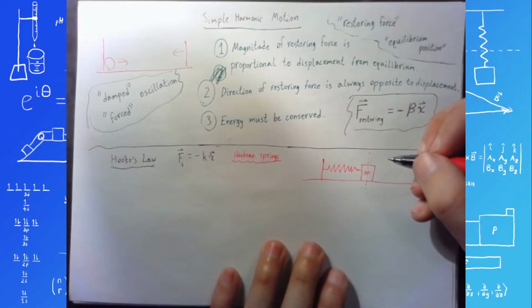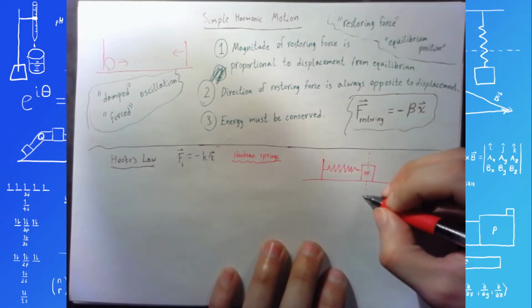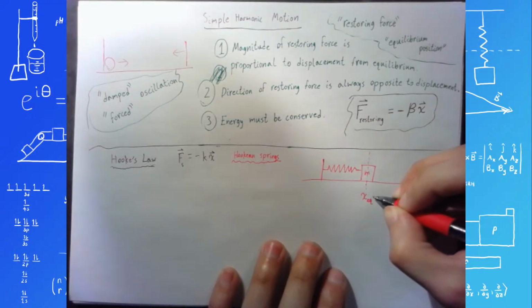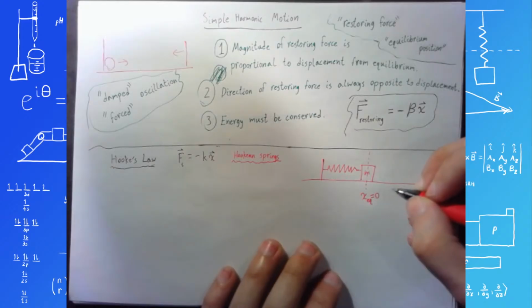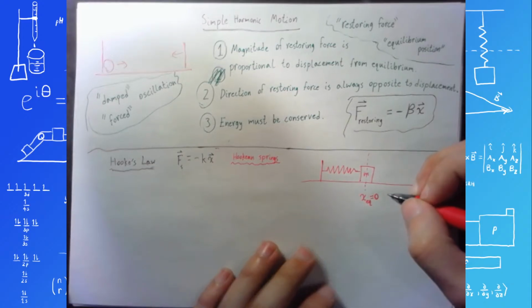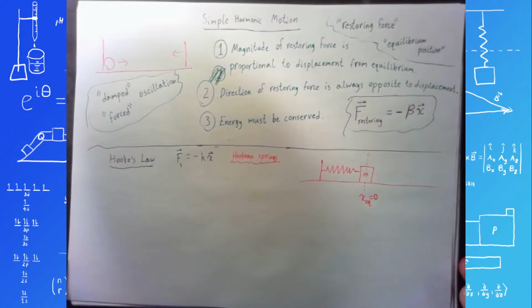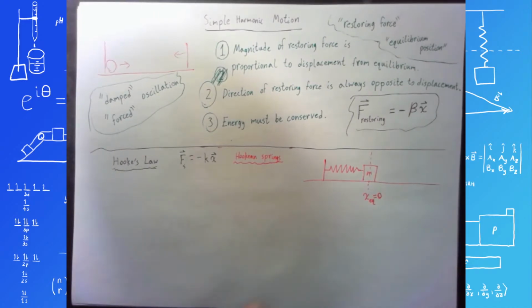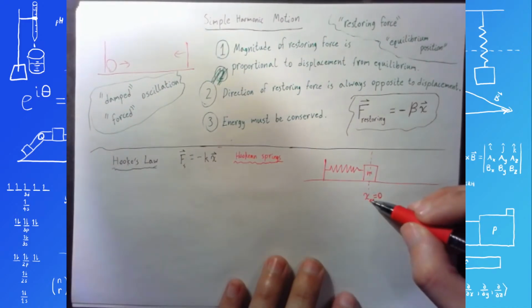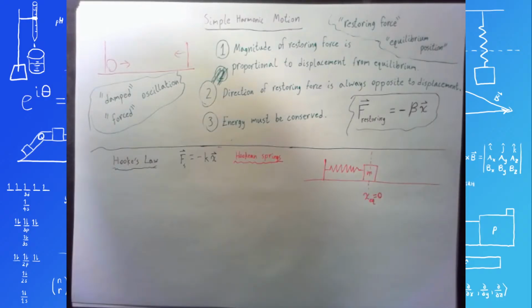This is like the rest position. This is what we would call the equilibrium position. Some people call it x0, some people call it xeq, and some people are just satisfied with setting it to 0 without giving it a special name. Do what works for you, but I would at least give it some sort of subscript to indicate that it's the equilibrium x.